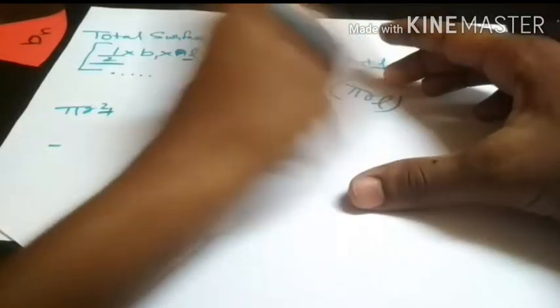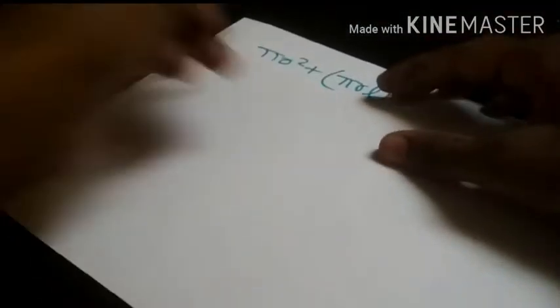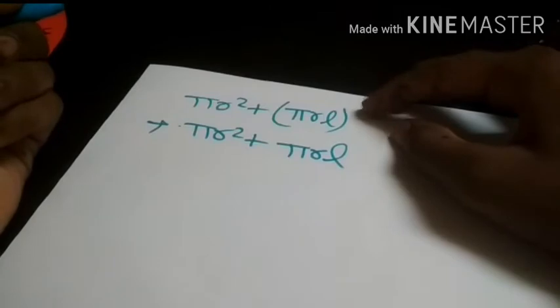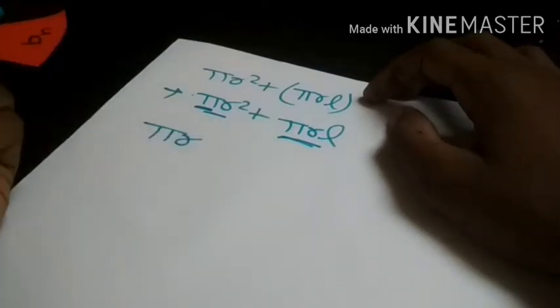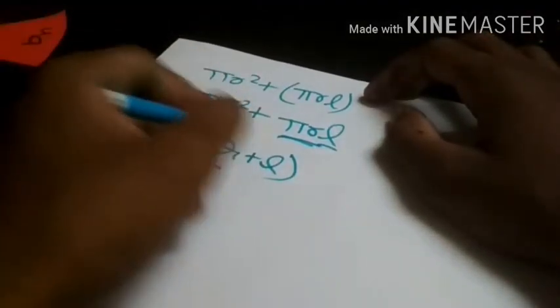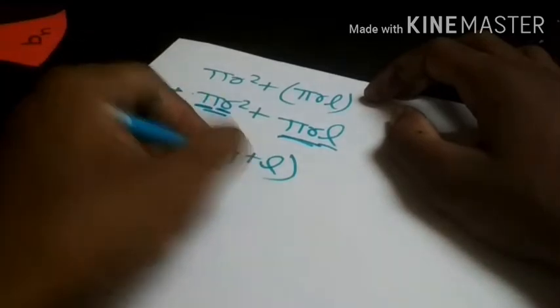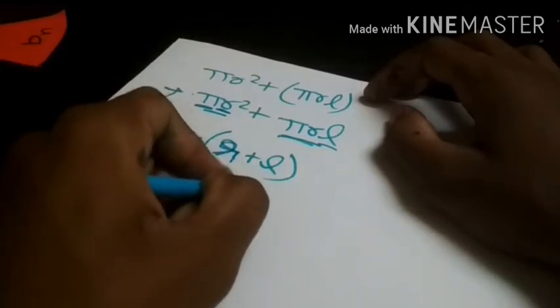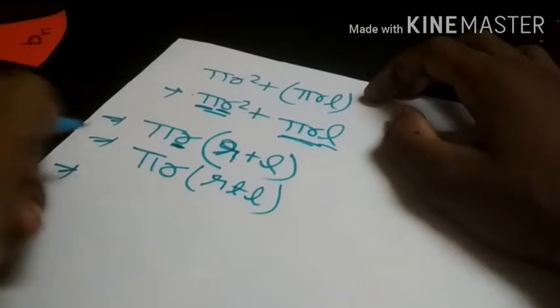Pi r square plus pi r L. We'll open the bracket, pi r square plus pi r L. Can we take something common from this? Pi and r. So pi r will be common, and what is left? r plus l, because we took 1 r common, so this will become 1 r only. So total surface area is pi into r plus l. This is the total surface area.